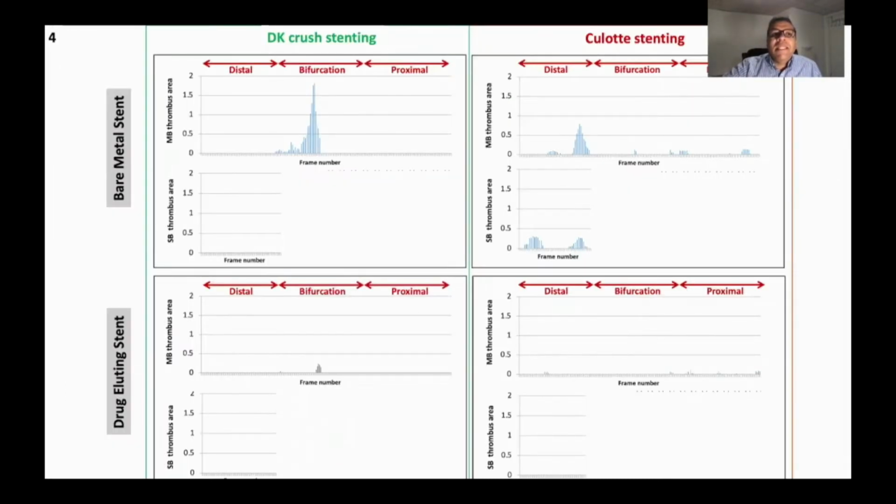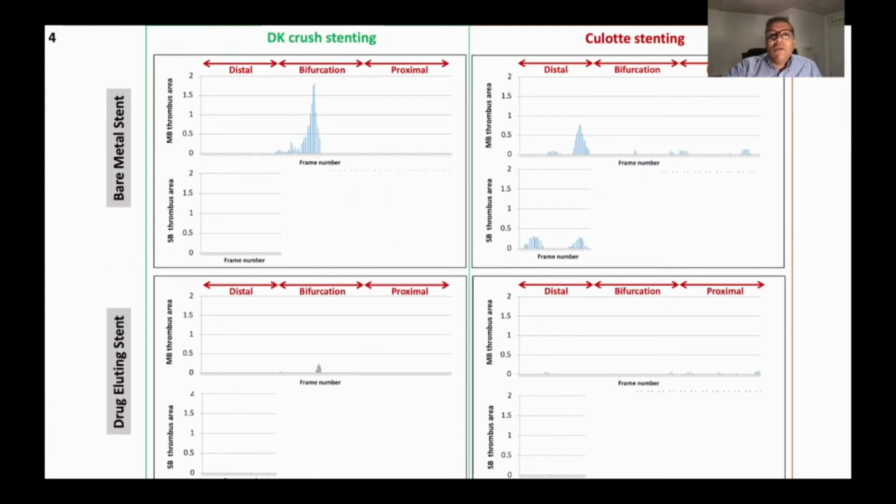This is presenting the areas of the thrombus that we have measured. So in green on the left-hand side, the DK crush models. On the right-hand side, the culotte stenting models. And as you can see here, we observe actually thrombi in all models, but the bare metal, the top 2 models, accumulated more thrombus than the drug-eluting stent model, as shown here at the bottom. So the accumulation of thrombus was present mostly in the bifurcation segment of all these segments.